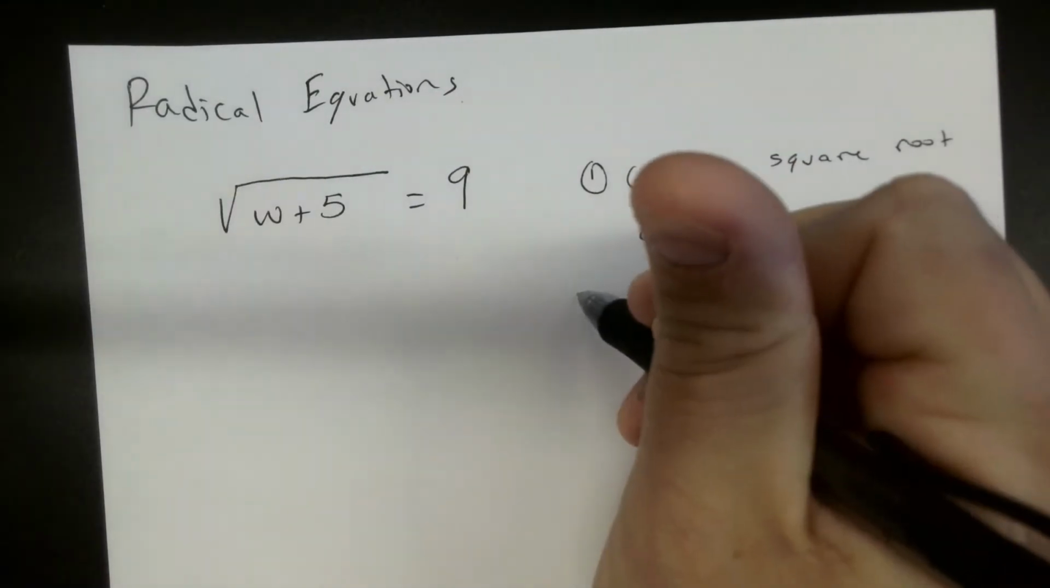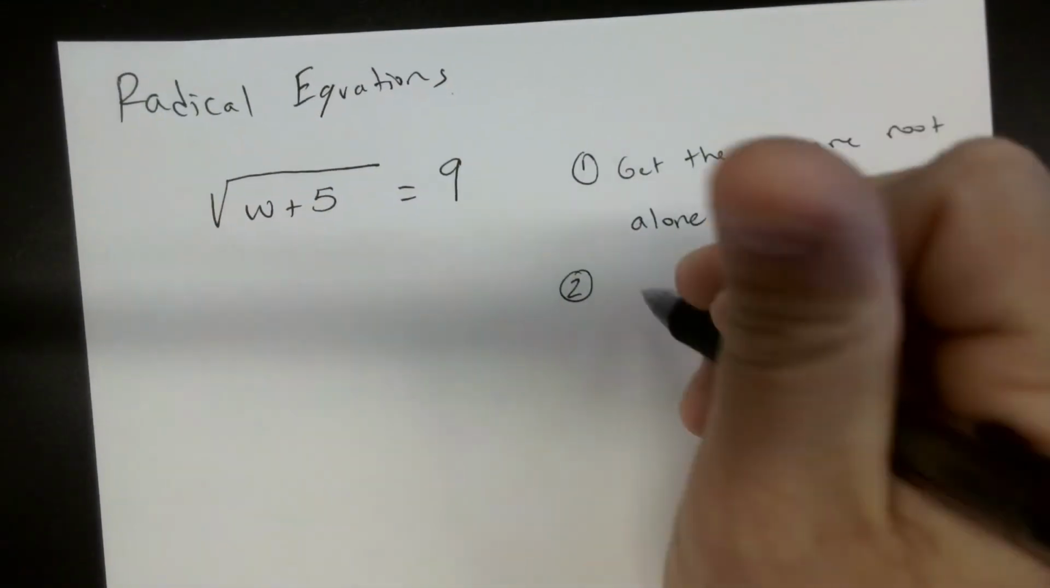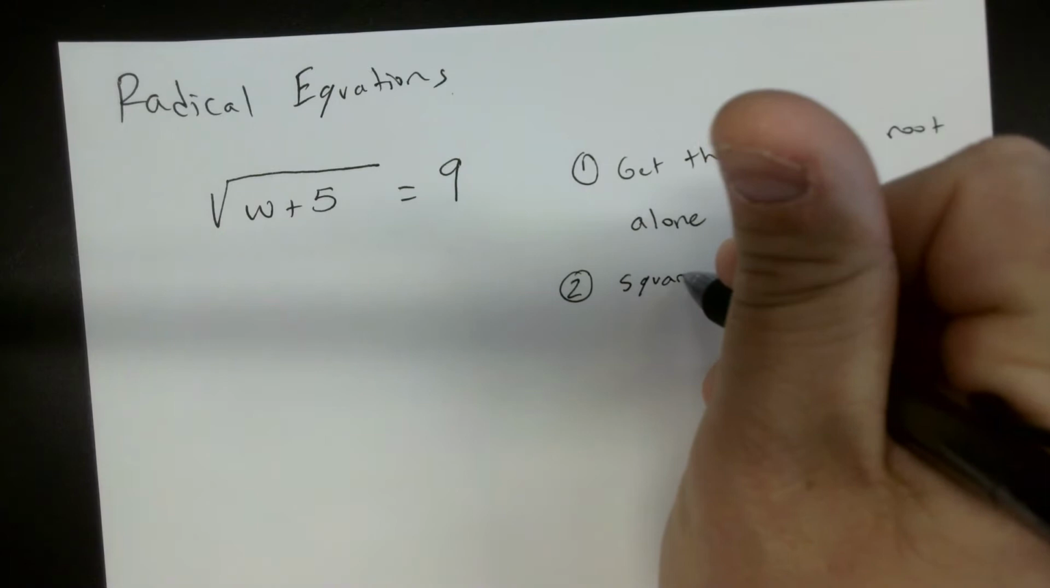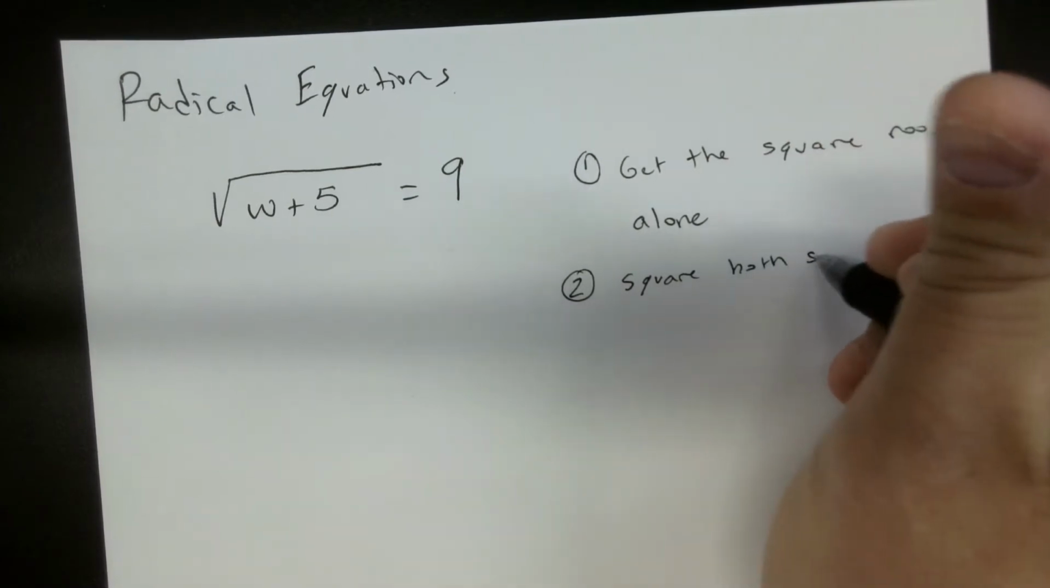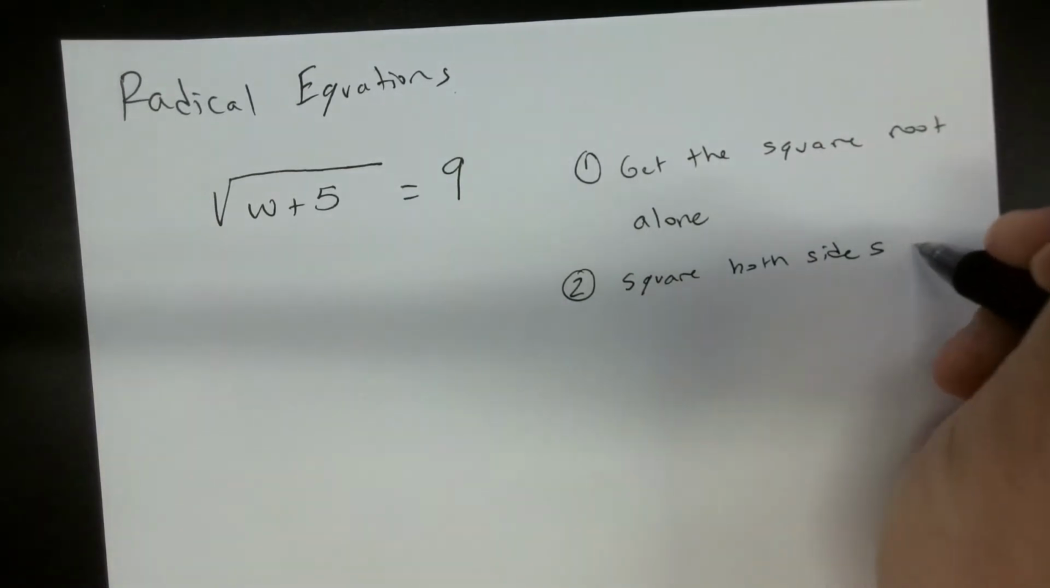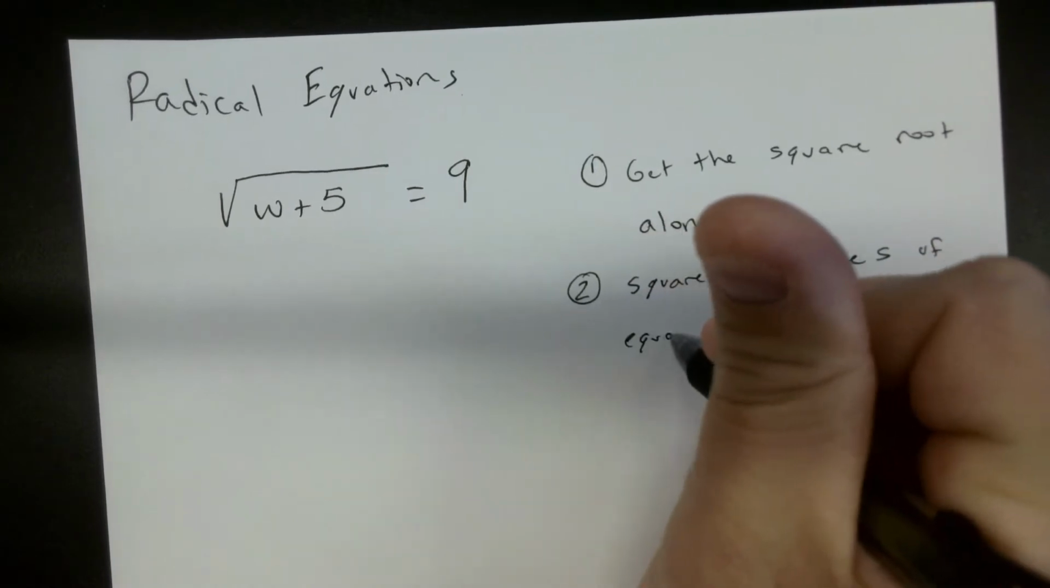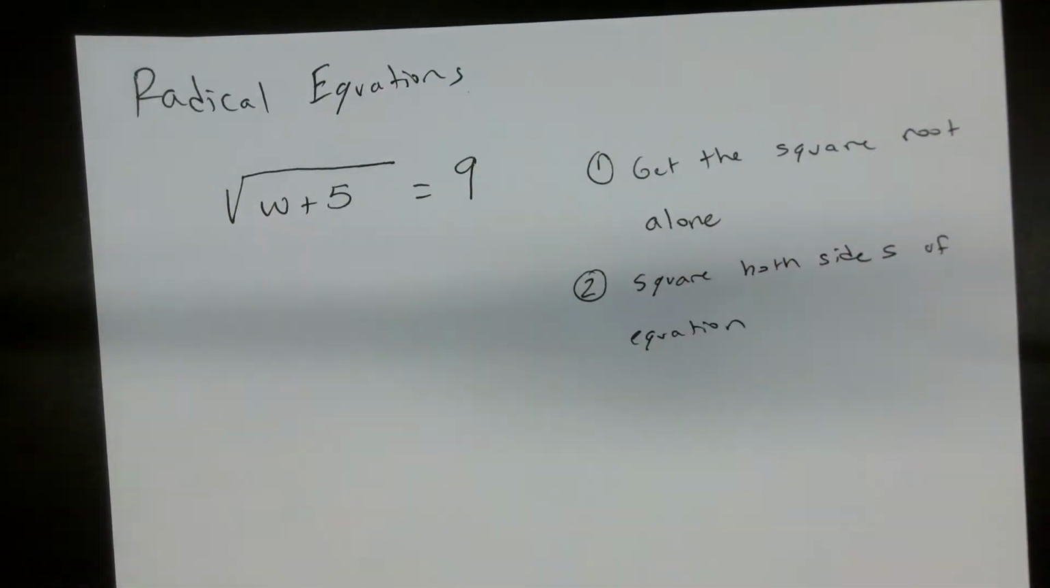Step number 2, after the square root's alone, we're going to square both sides of the equation. So we're going to square both sides of the equation.